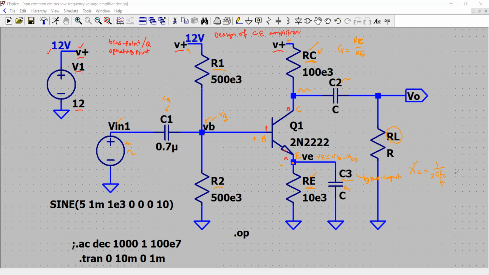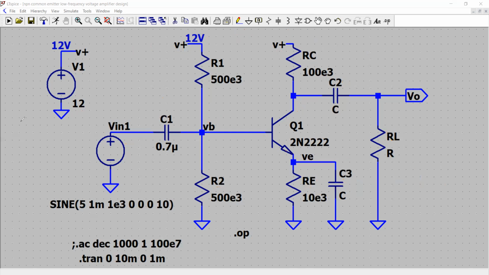However, at very high frequency, this XC tends to be 0 because the frequency is very high, ideally infinity. In that case, this capacitor acts as a short, and your resistor RE is connected to the ground by this capacitor. So usually when you design an amplifier, let me just clear the drawing now.